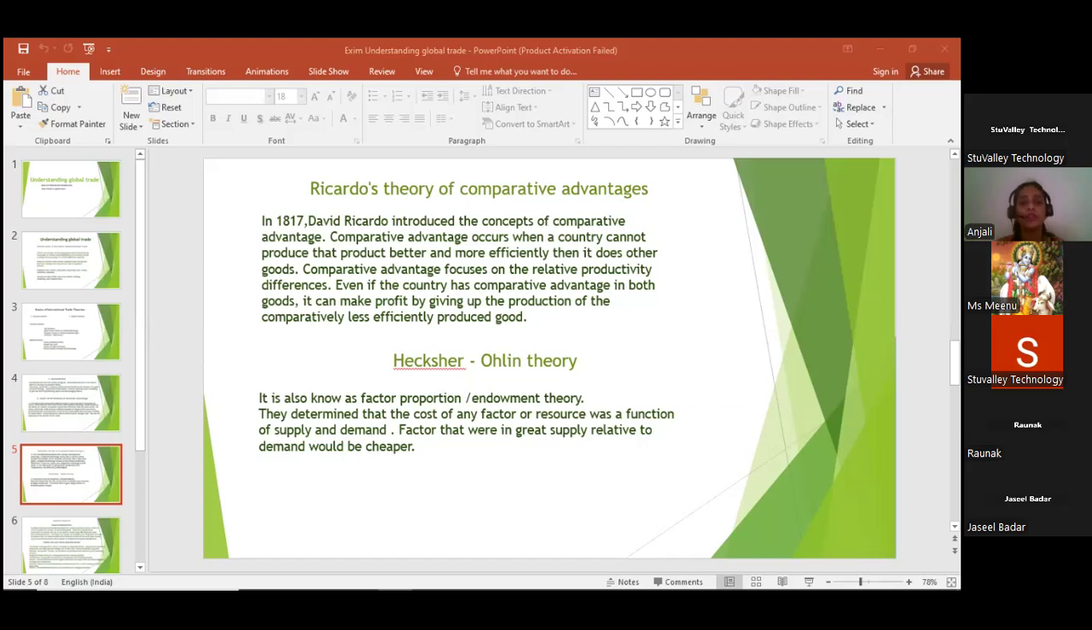Comparative advantage focuses on relative productivity differences. Even if a country has an advantage in both goods, it can profit by giving up the production of the less efficient good. For example, India has an advantage in both tea and sugar, but it makes tea more efficiently compared to another country, for example Mauritius. In Mauritius, the production of tea is less than the production of sugar. So both countries can benefit each other.